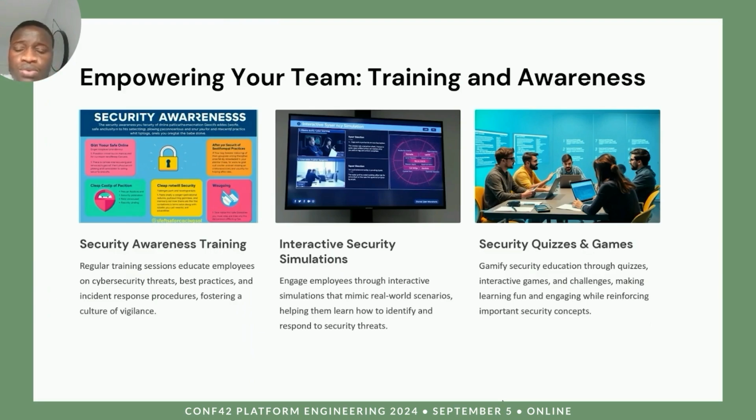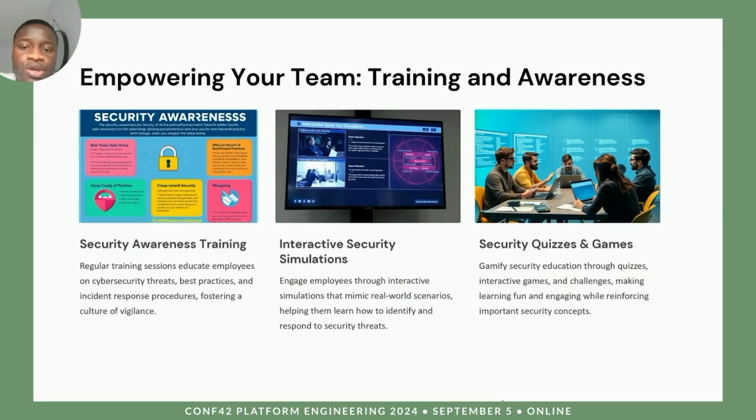Lastly, I want to talk about empowering your team. It's so important to take security awareness training seriously. It is very important to work on the mindset of your team. They need to understand that cybersecurity is everybody's business, not just the security team's business. Everybody should be cyber aware. That's why you need to train your staff regularly, because there are different security threats coming up every day and your staff need to be aware.